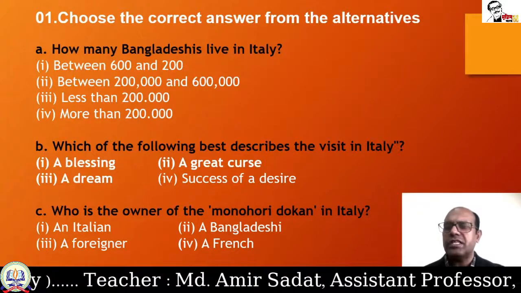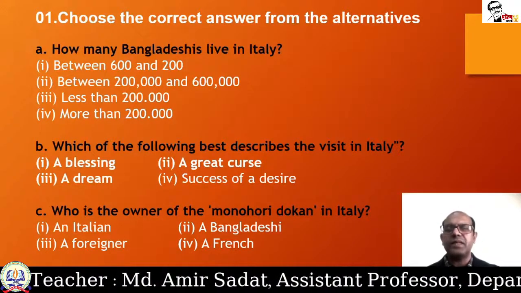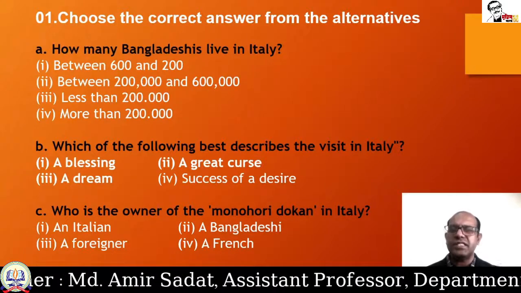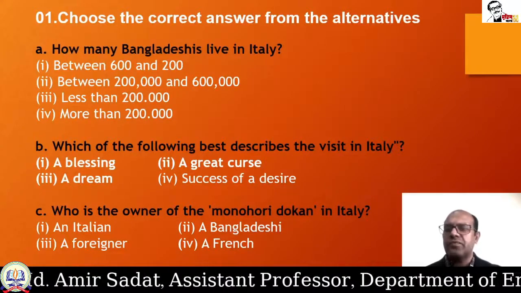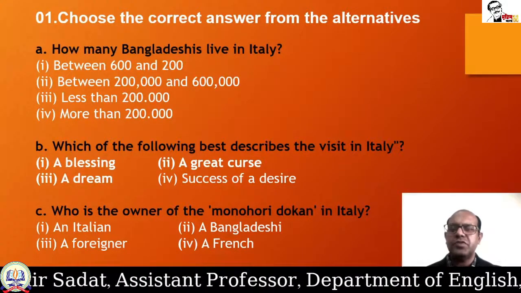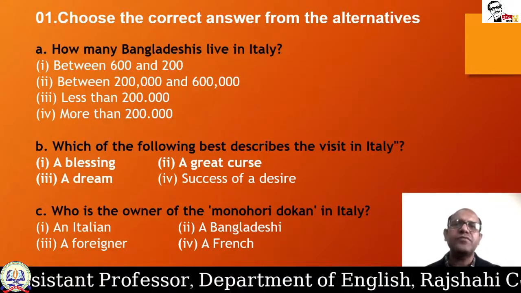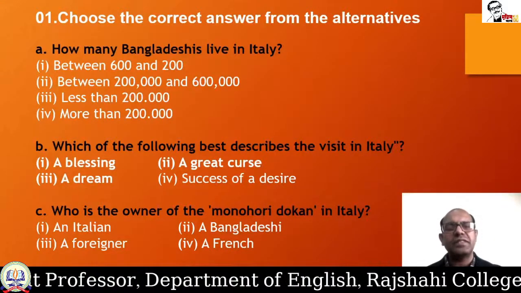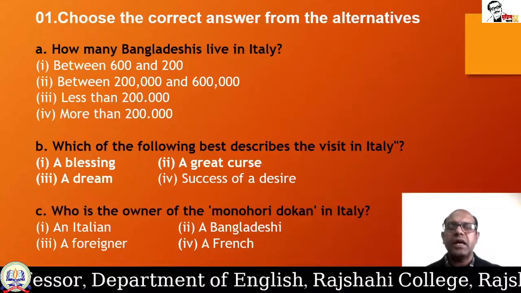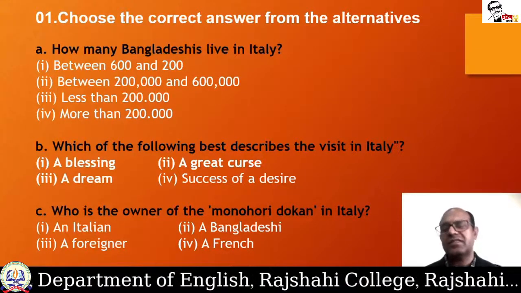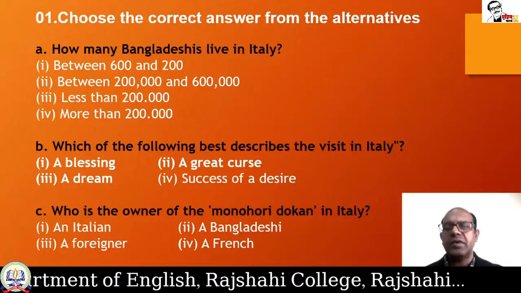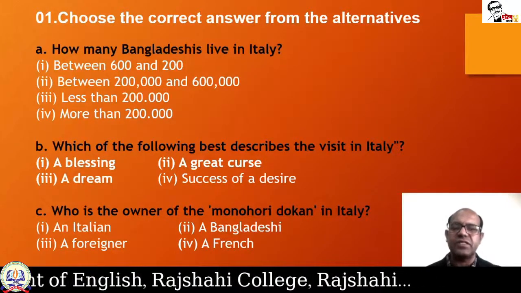And now question B. Which of the following best describes the visit in Italy? Option 1, a blessing. Option 2, a great curse. Option 3, a dream. And option 4, success of a desire. And I think option 4, success of a desire, best describes the visit in Italy.